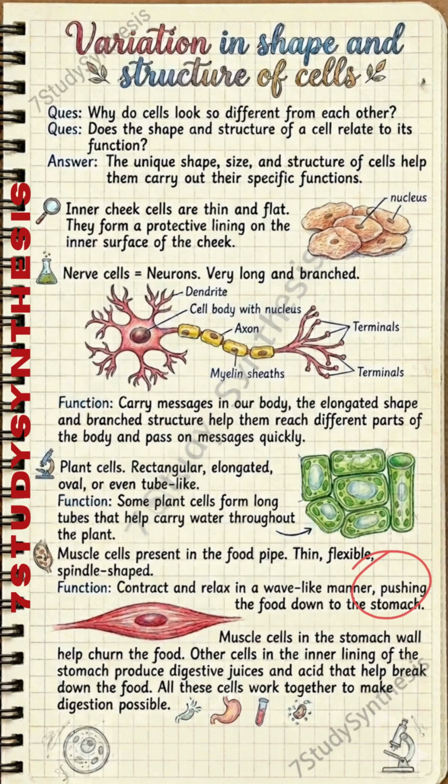क्या muscle cells सिर्फ food pipe में है? नहीं जी, stomach wall में भी है, where they help churn the food. Inner lining of stomach में क्या करते हैं? Digestive juices and acids produce करते हैं that help break down the food. तो food pipe में peristalsis, stomach wall में help churn food और inner lining of stomach secretes digestive juices and acids to break down food. तो ये सारे के सारे functions together make digestion possible.